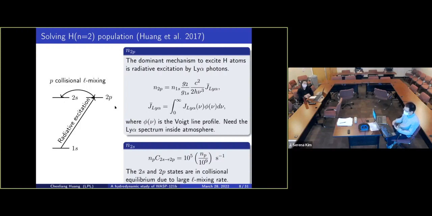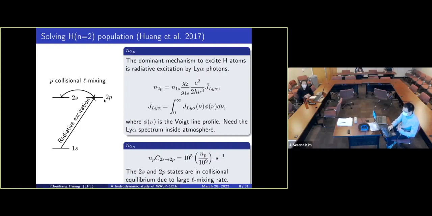Typically, electron collision has a larger rate, but because these two states have the same energy and the collision just transfers angular momentum, it turns out the proton has a way larger cross section, and the rate is about an order of magnitude larger compared to the electron collision. And this rate turns out to be quite big, so 2s and 2p reach a collisional equilibrium in most parts of the atmosphere.